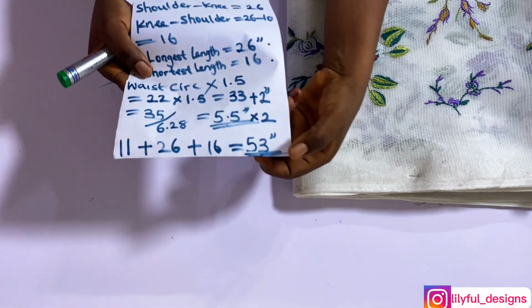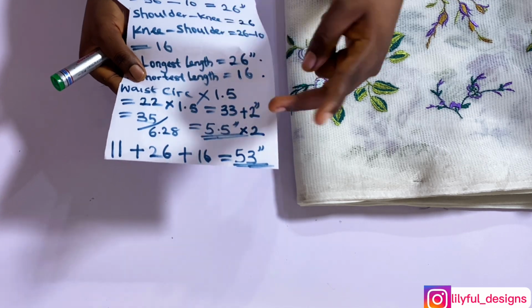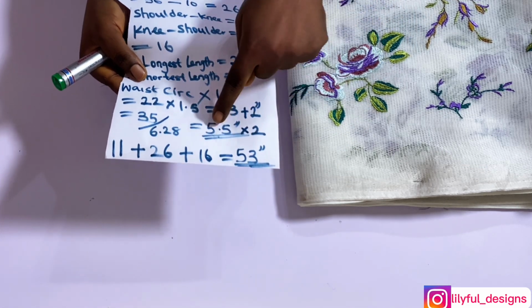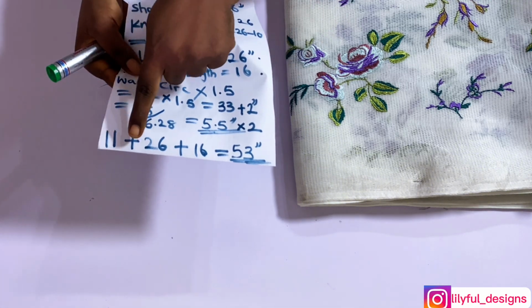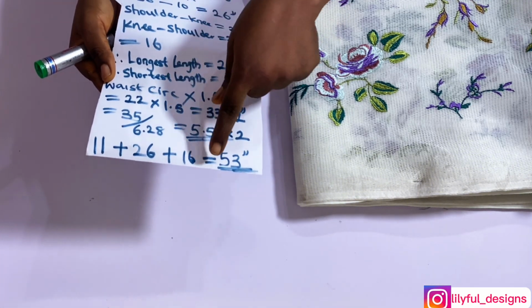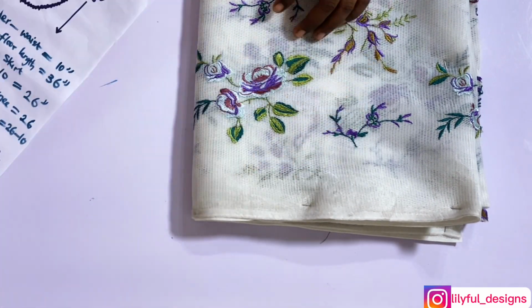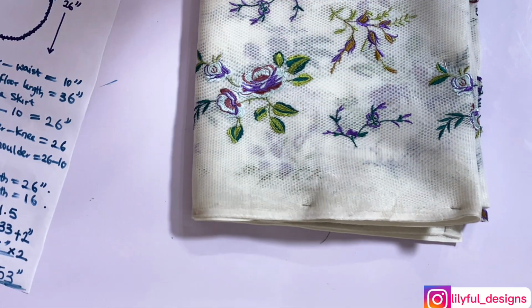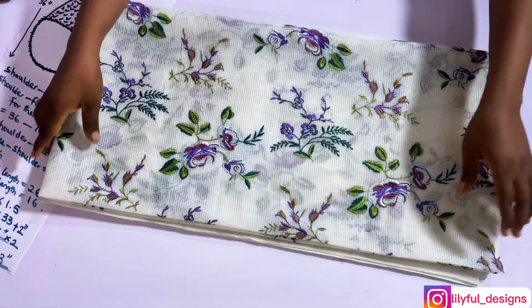So I'll fold my fabric with 53 inches. This method will enable you not to waste much fabric, to know the amount of fabric you fold. So at the end of the day, you end up not wasting a lot of fabric. So to my waist radius, like I said, I multiplied by 2 and I added my longest length and my shortest length. So now I'll go ahead and fold my fabric by 53 inches on both sides.